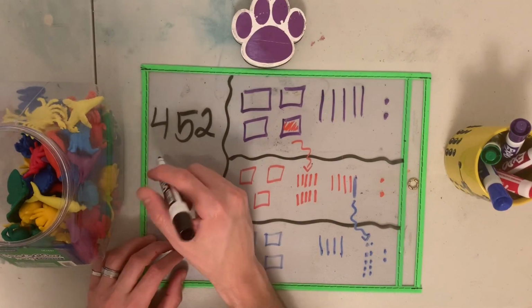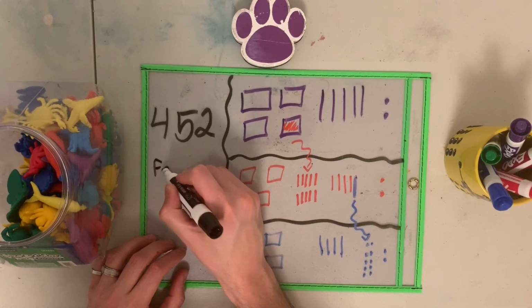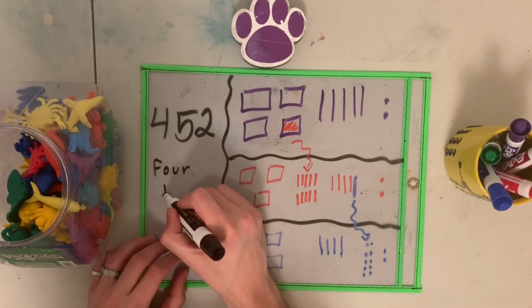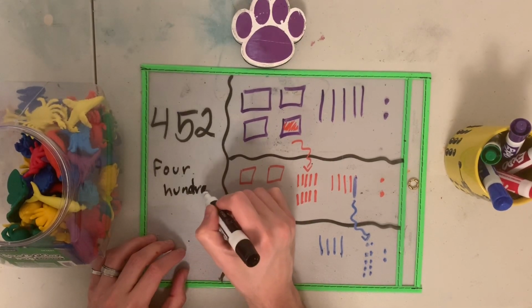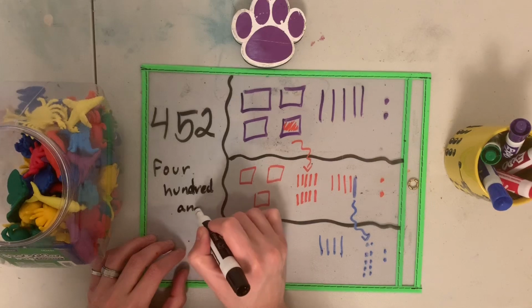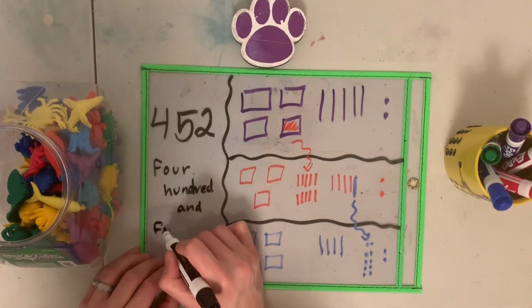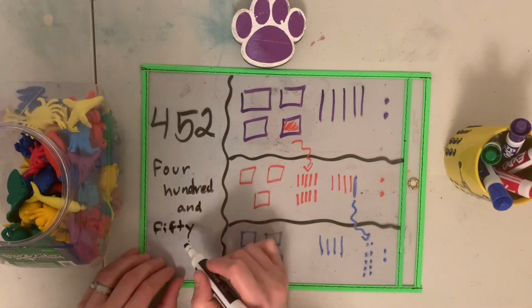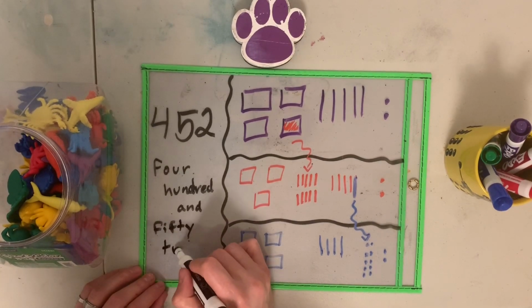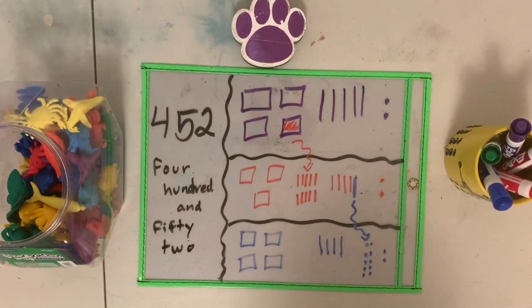So we have 400, 100, and 50, 2. Okay? 52. Understood? 452. This is what you're doing today.